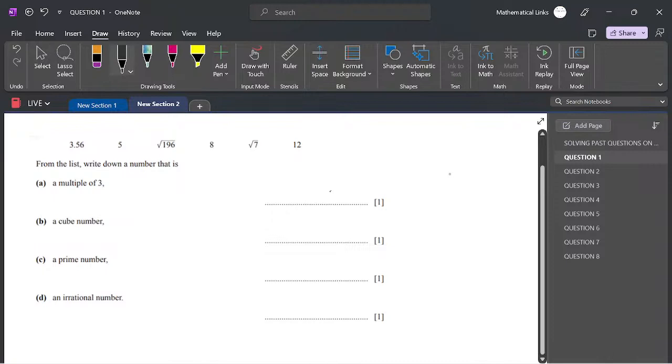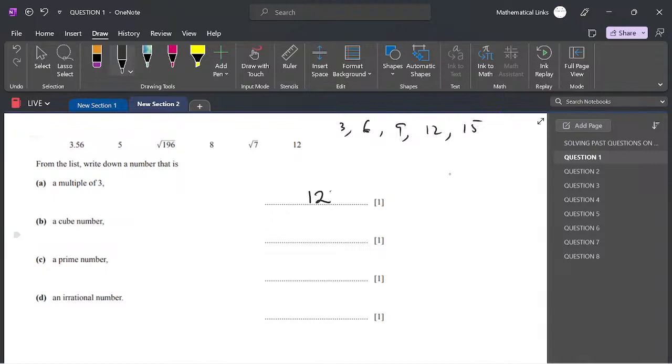So from the list, we are asked to write down a number that is a multiple of 3. In our previous lesson, we discussed multiples of a number, and we said the multiples of a given number are 3 times 1, 3; 3 times 2, 6; 3 times 3, 9; 3 times 4, 12; 3 times 5, 15, and so on and so forth. So from the listed numbers here, a multiple of 3 we can see here is 12. So we write 12 here. That's a multiple of 3.